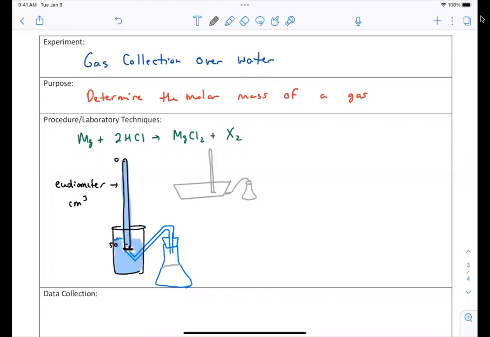Okay. So, a couple of tips. One, the eudiometer should have no air bubbles, because air bubbles will affect the volume that you're recording in the eudiometer. Two, you want the temperature of the water to be equal to the temperature of the room, because you want some consistency there when you're measuring the temperature of the system here.